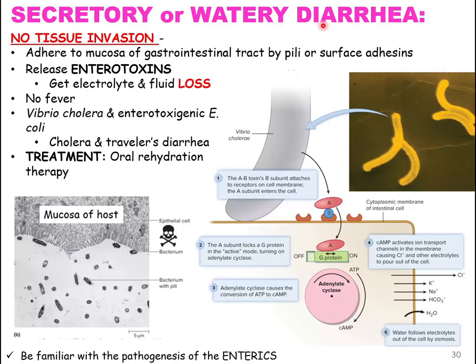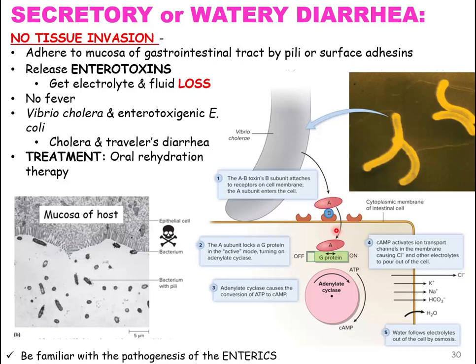So like I said, secretory or watery diarrhea. This is going to be when the microbes are just on the surface of the mucosa. They're not going to go any deeper. They're probably going to have to have some sort of fimbriae or pili to attach. They're going to release enterotoxins, remember enteric, so toxins that are going to affect the intestine. And the hallmark example of watery diarrhea is going to be from Vibrio cholerae, which causes cholera. And it has an AB toxin, so A is that functional part, B is the binding part, so it binds to the mucosa of the small intestine.